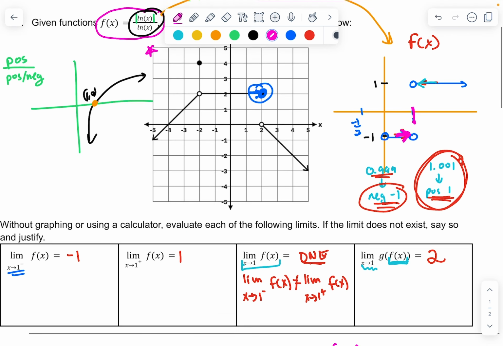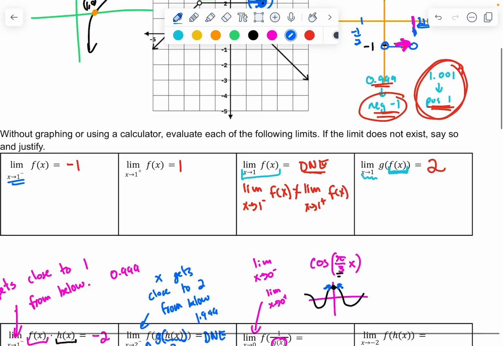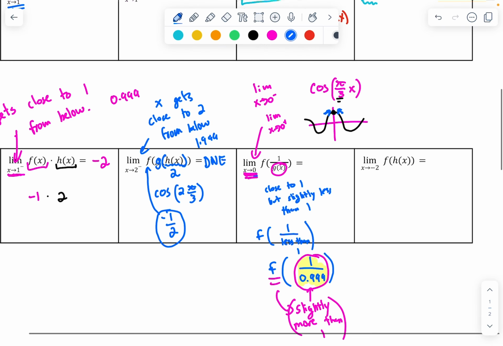And so let's look for our f function. We can look at our input of 1 here, and we're taking f of slightly more than 1 as this limit comes in. And as we do that, that means we're coming from above 1. And when we're coming from above 1, our output is positive 1. So the answer here is positive 1.